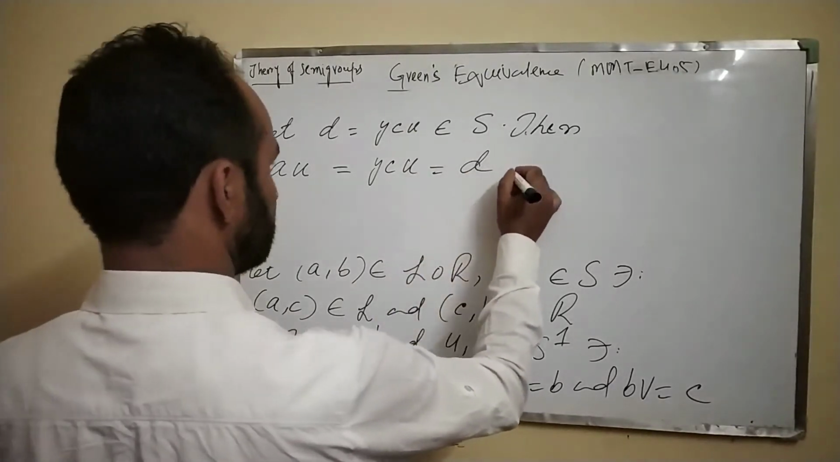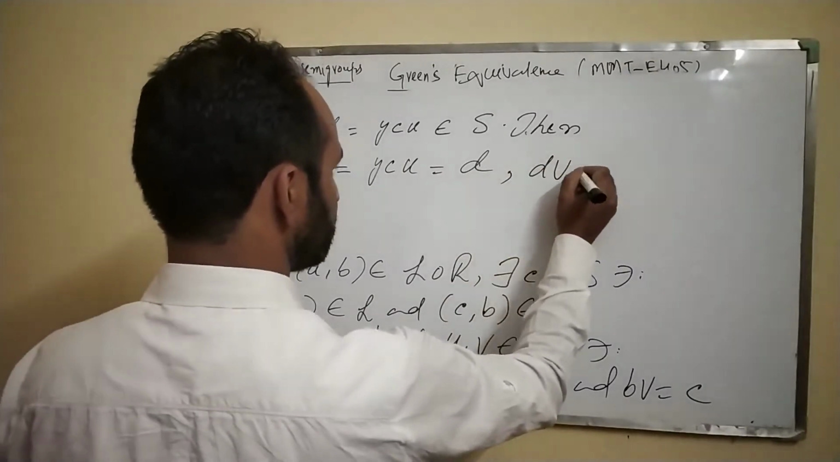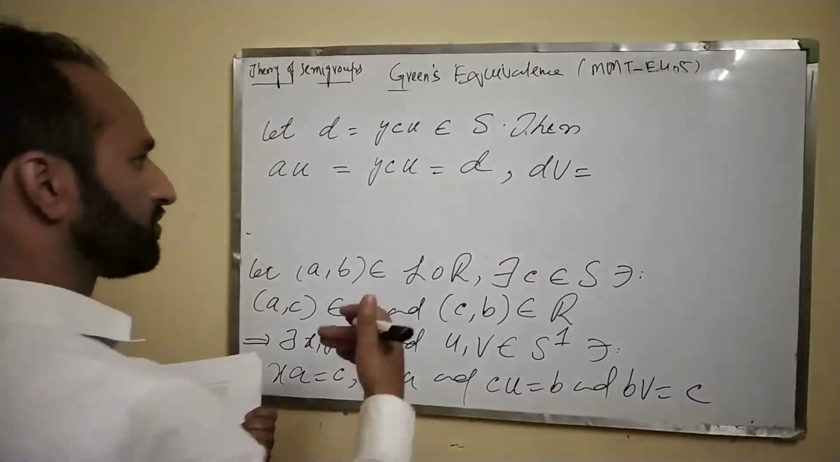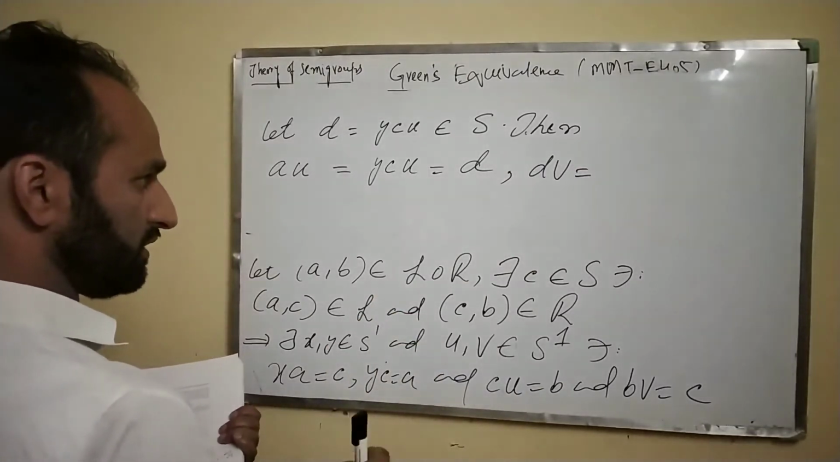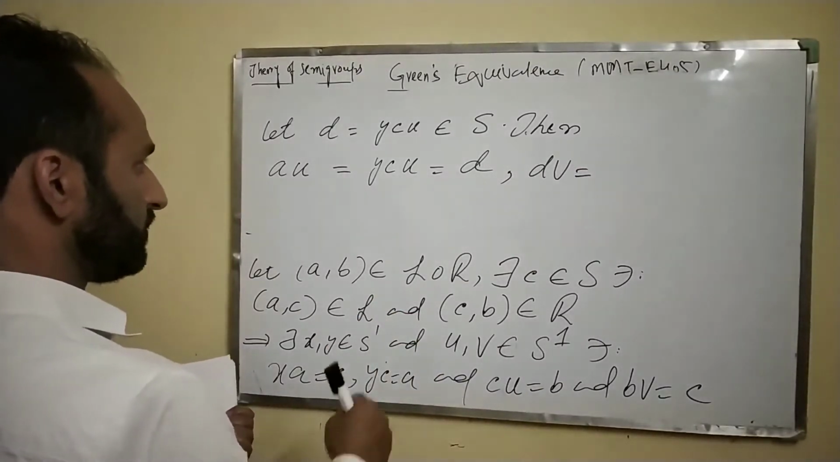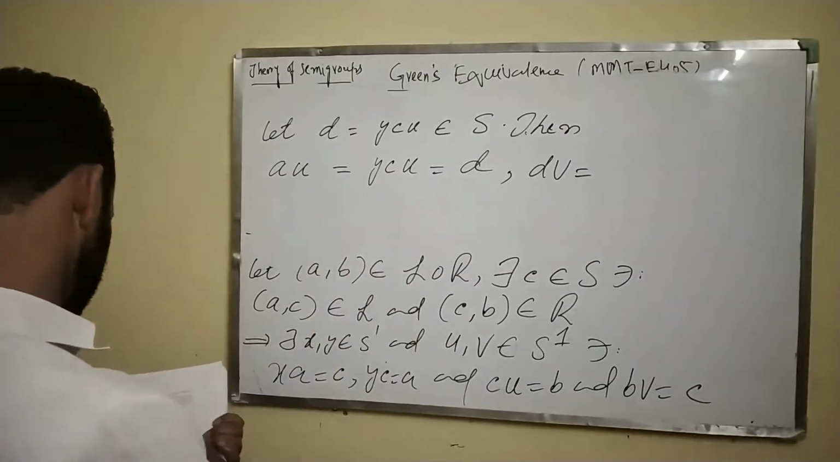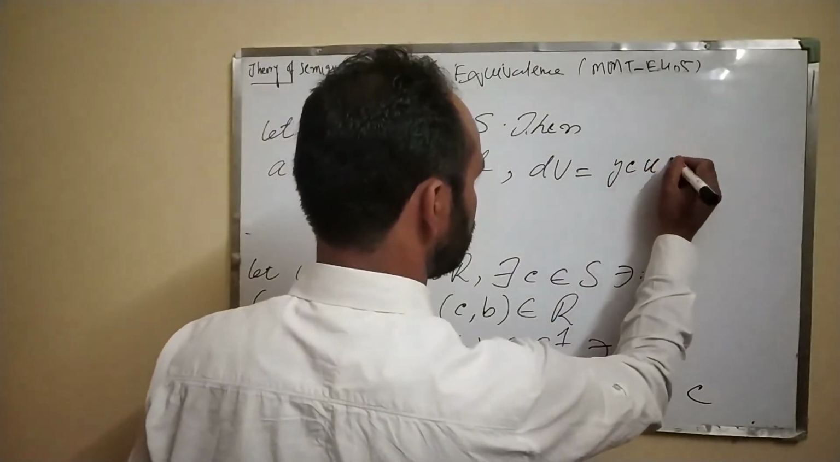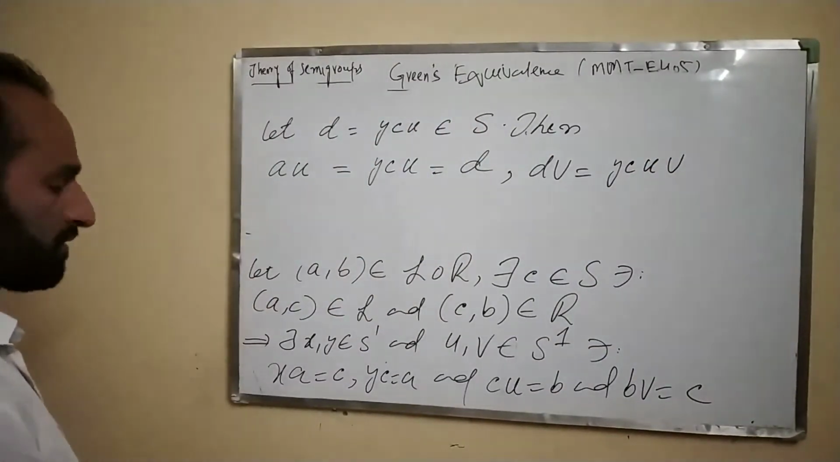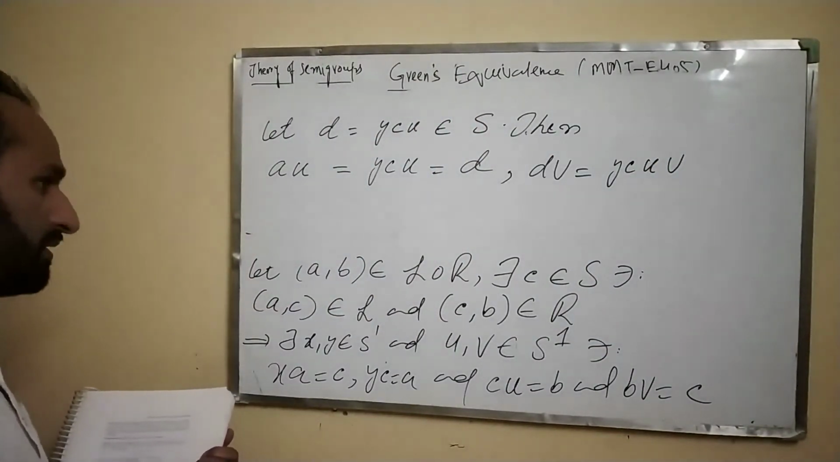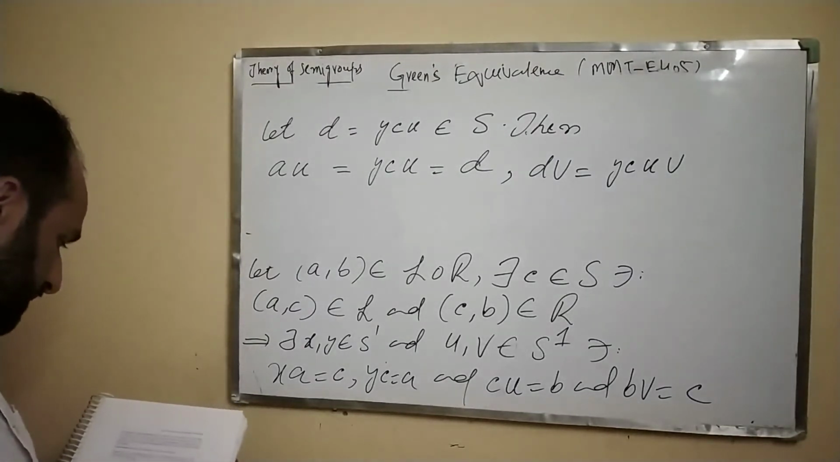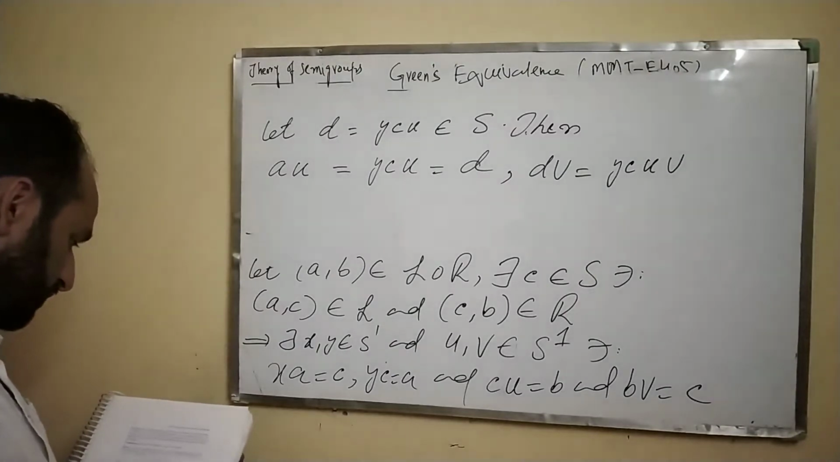And now DV is equal to A. What's T and V? D is equal to YCU, so DV is YCU V. Okay. Now what's YC? YC is A.